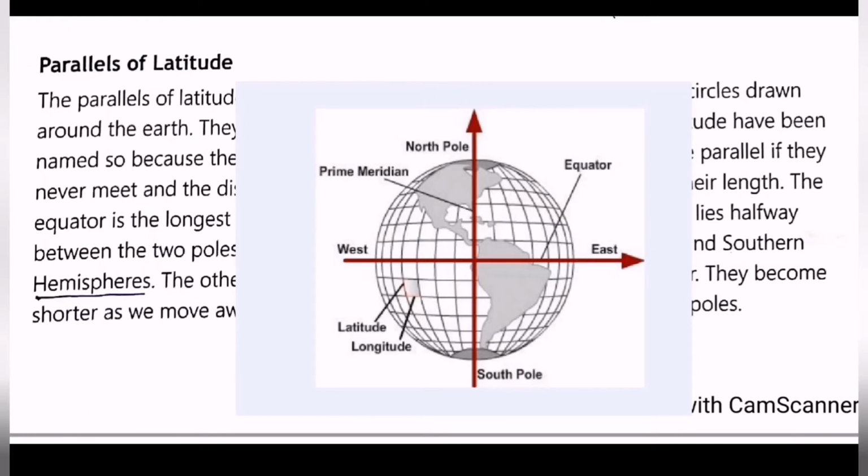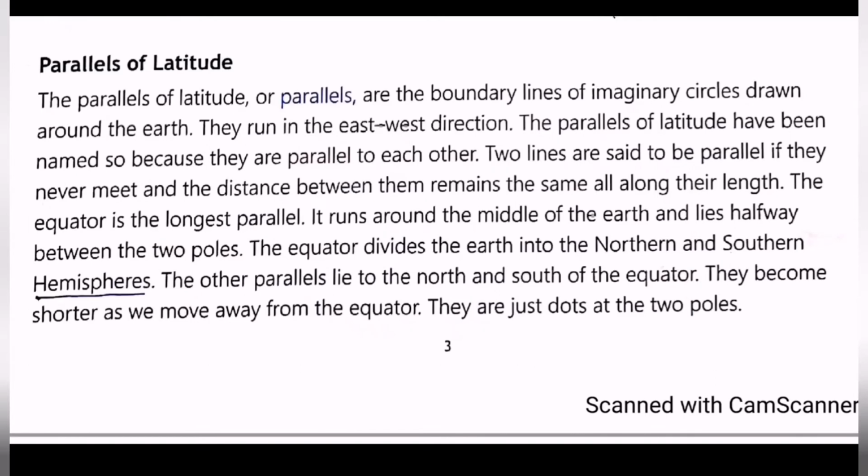The other parallels lie to the north and south of the equator. There are also other parallel lines which lie towards the north and south poles. They become shorter as we move away from the equator. Equator से हम लोग जितना दूर जाएंगे, it becomes very short. So they are just dots at the two poles. When they reach the pole, it will look like a dot.